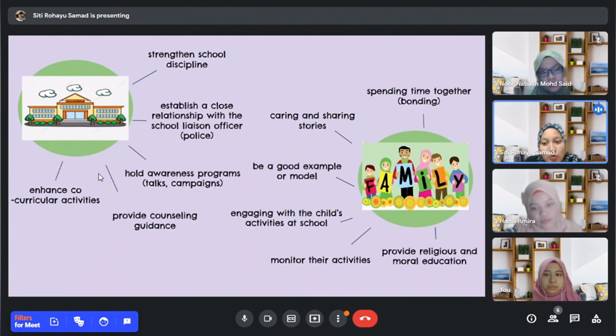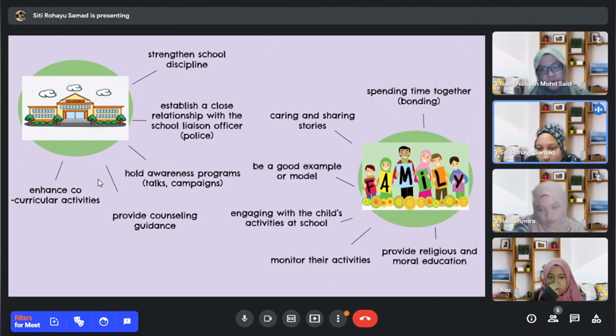And then the role of family. So how can the family control these cases, these bullying issues? Okay, the family must spend time together, or we call it bonding time, and then care and share stories, maybe share suggestions and any experience, so they can be more motivated.